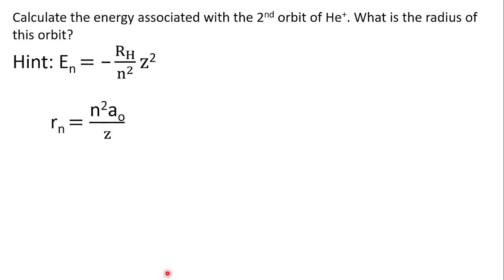Calculate the energy associated with the second orbit of helium positive, and what is the radius of the orbit. The formula is given: En equals minus of RH by n square into z square. It is the energy of the second orbit, so the value of n is 2. And for the radius of the second orbit, the formula is n square a naught by z. Just put the value of z and n, you will get the answer.